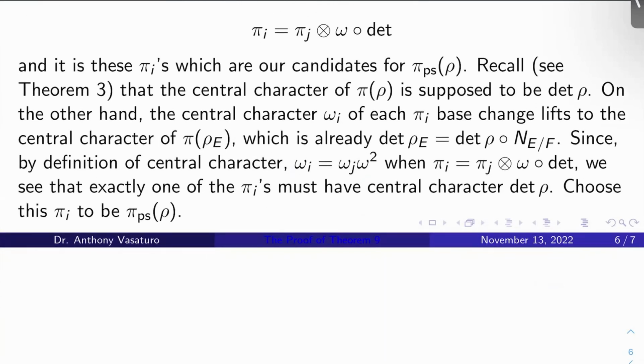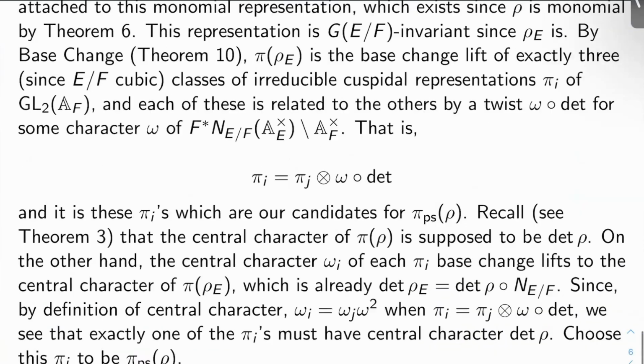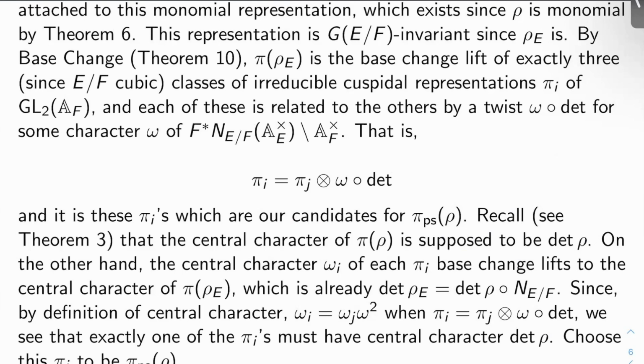I'll choose that specific pi_i to be pi_pseudo of rho. Okay, so we've picked pi_pseudo of rho in the tetrahedral case. Next time we will show that pi_pseudo of rho actually is pi of rho, the pi of rho from theorem 9.